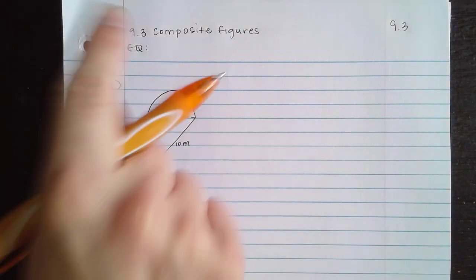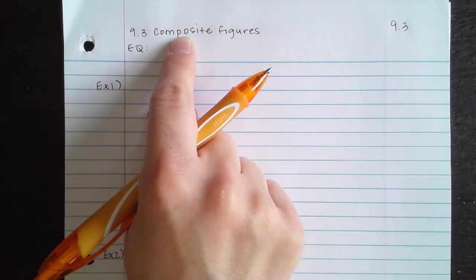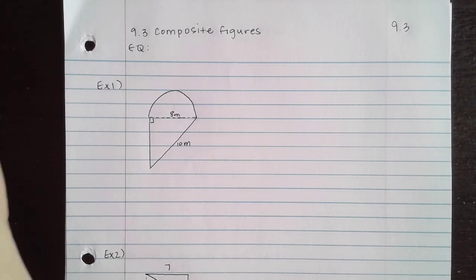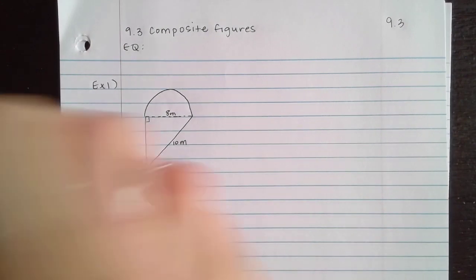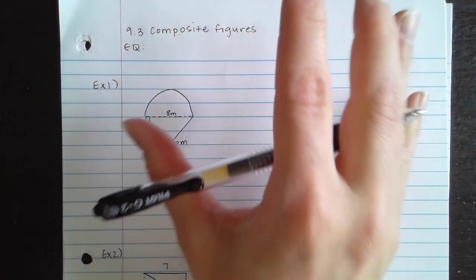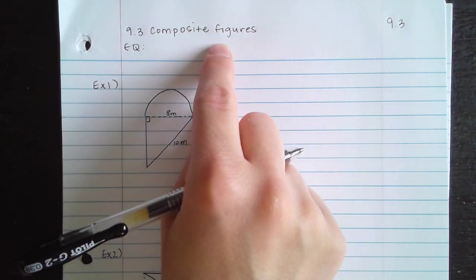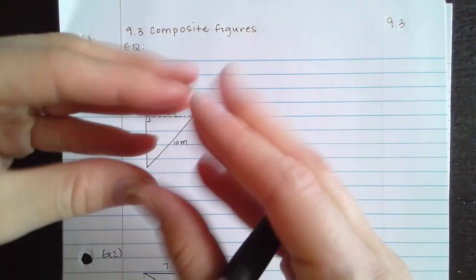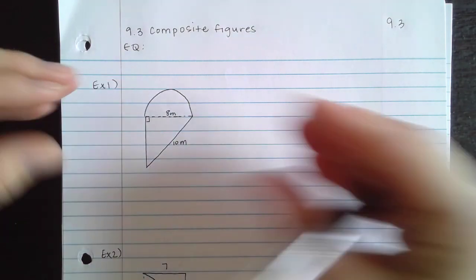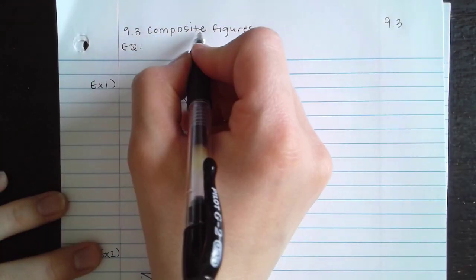Hello, Geometry 2, 9.3 Composite Figures, which is a word that we've used in the past, that composite piece. And composite means multiple things together. Like composite board is when they take all the scraps of wood and put it together to create one composite board. So composite means combining different shapes.